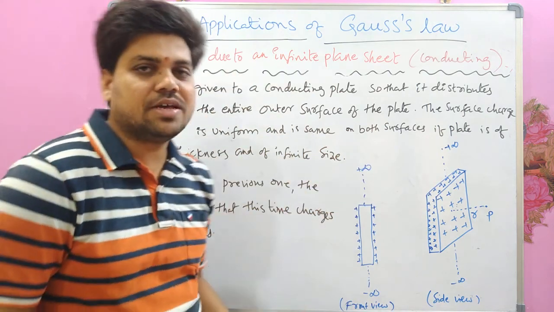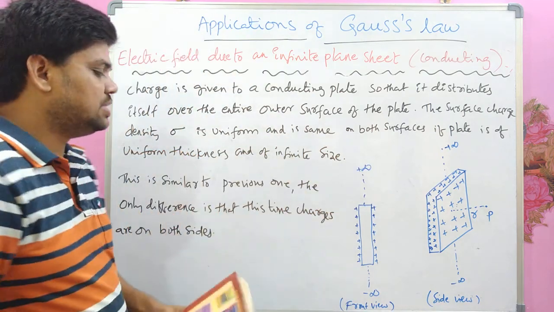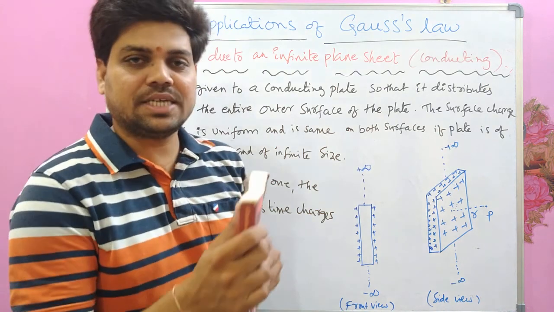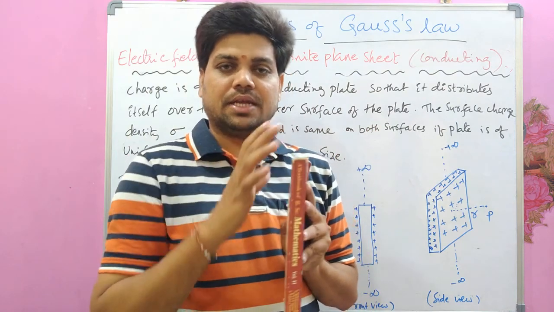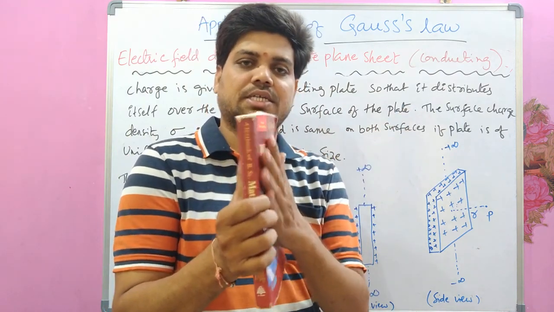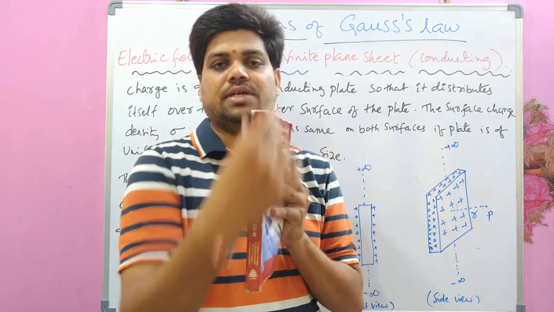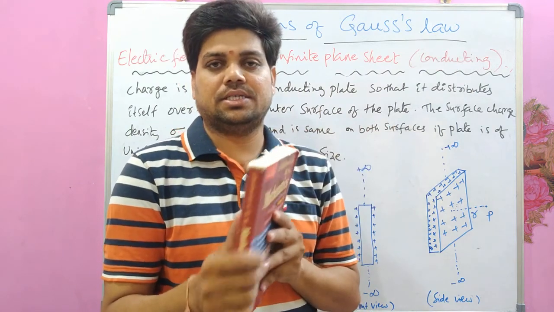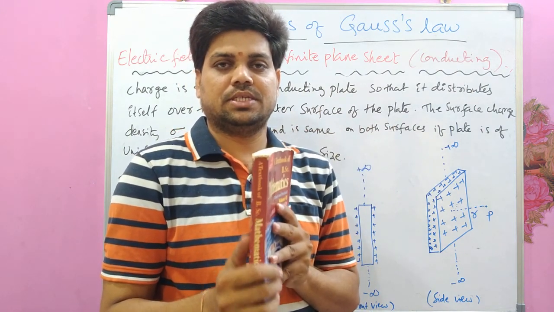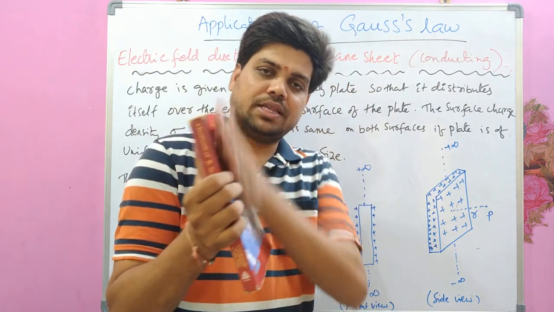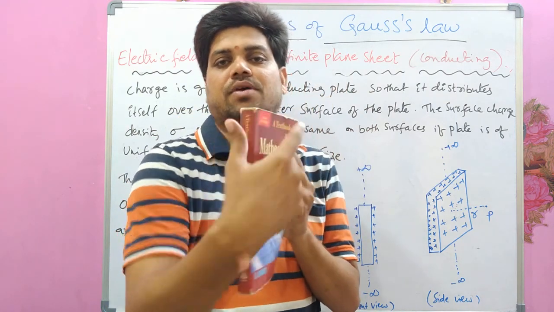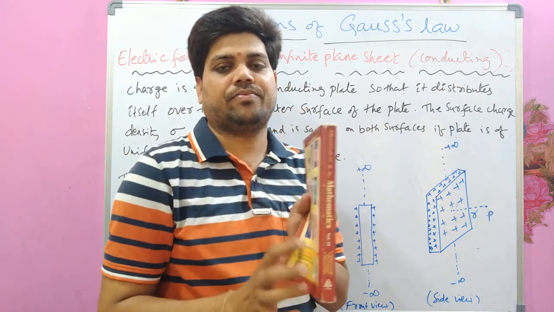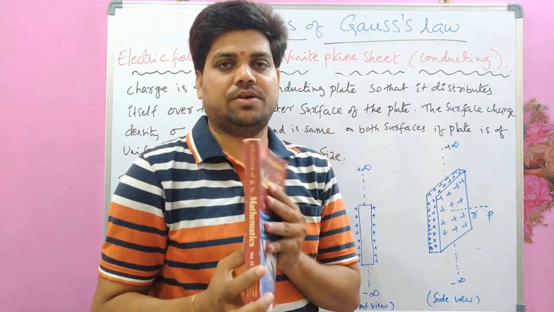This is similar to the previous one, but the only difference is that this time the charges are on both sides. In the previous case, charge is on only one side, but in this case, the charge is on both sides, because of its thickness and because it is a conducting plate. The charge given to it is accumulated on this surface as well as on this surface, uniform distribution. Everywhere in unit area, charge is sigma. This is the problem given to us.